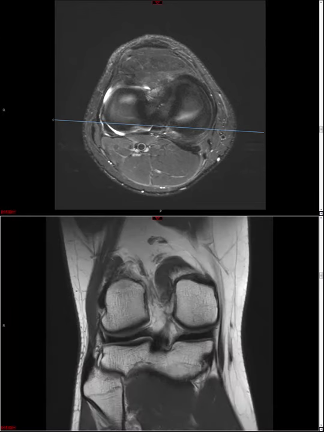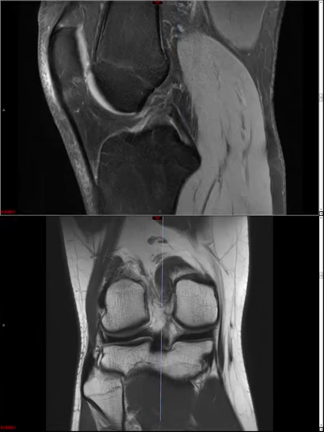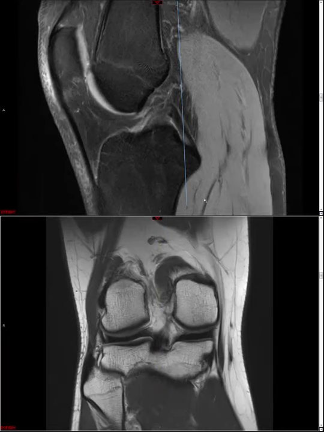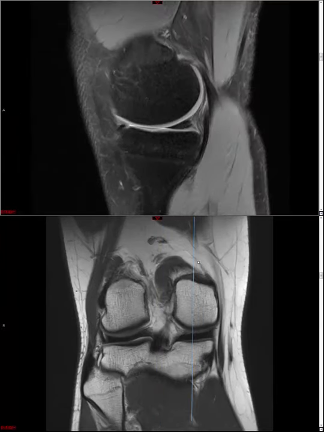So now let's talk about potential fakeouts. What I mean by fakeouts, these are appearances that can mimic meniscal tears, and they are all of a similar flavor, i.e. there's an adjacent structure that we mistake as being part of the meniscus, and then we mistake the interface between the two structures as representing a meniscal tear rather than just an interface.